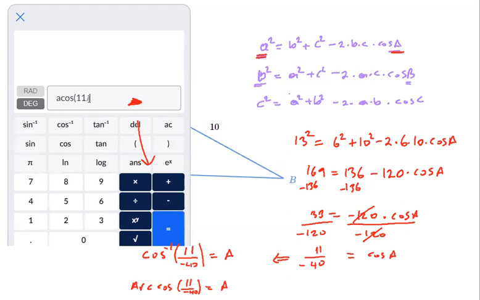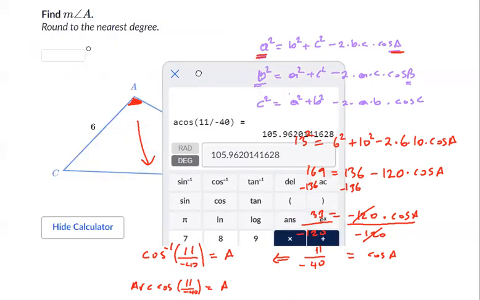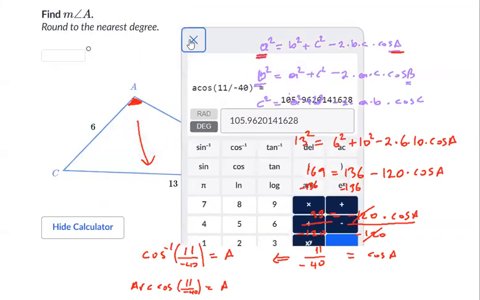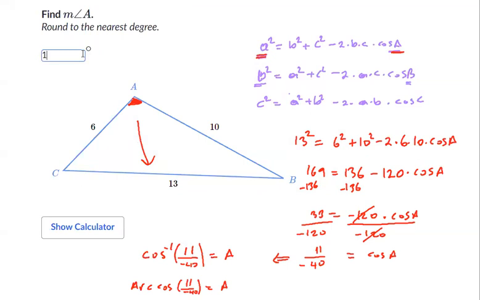So 11 over -40, and if I plug this in, I should be getting my angle measure. It looks like 105 point something. Make sure your calculator is actually set to degrees. In this case, I guess that is correct, so that looks like my final answer. If I need the nearest degree, it will be 106 in this case. I hope that is clear.